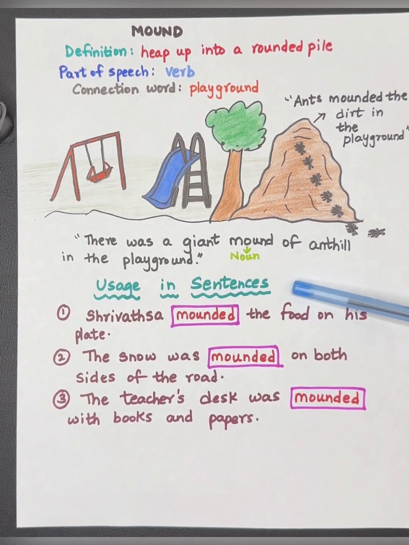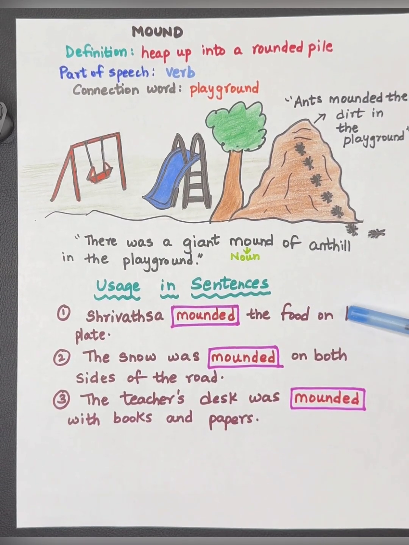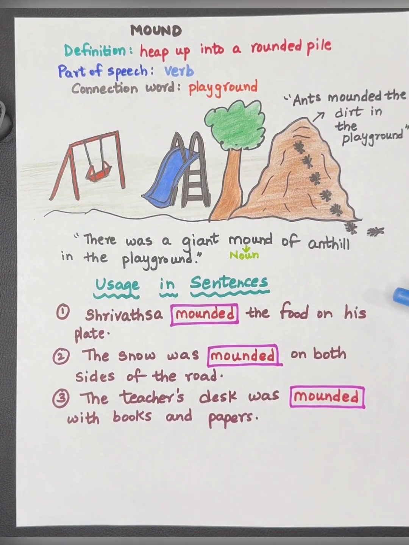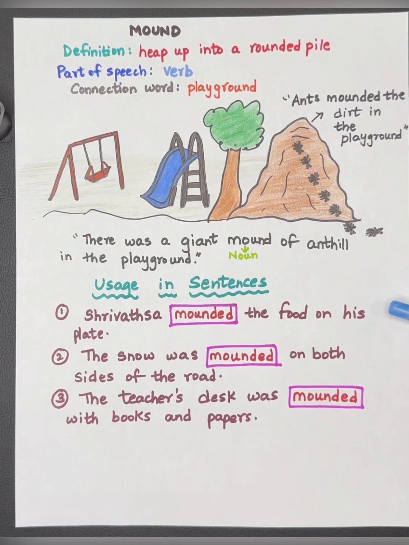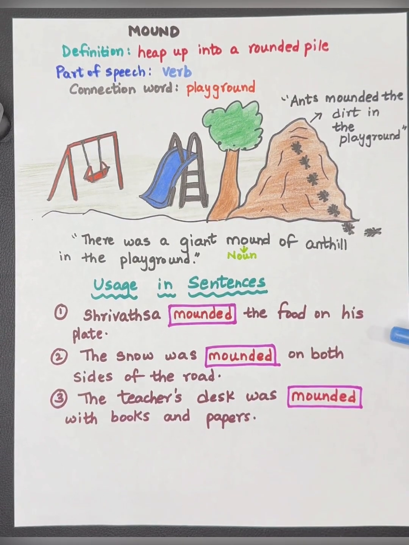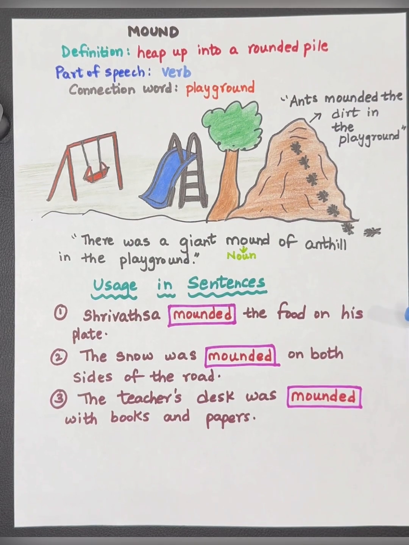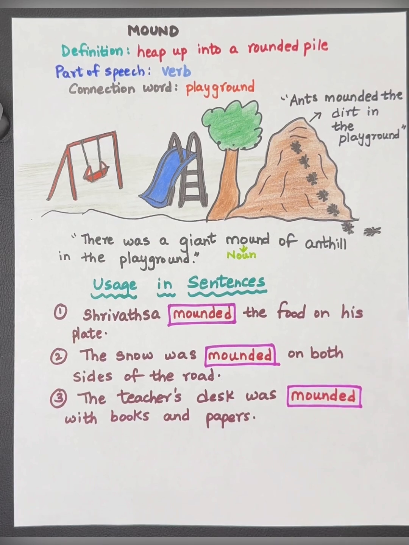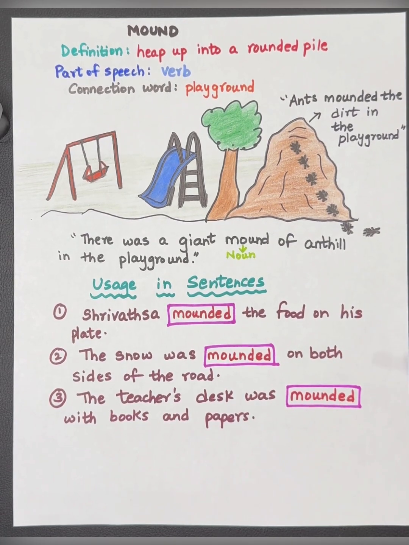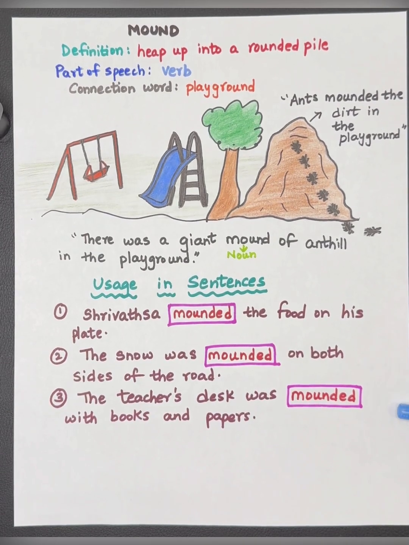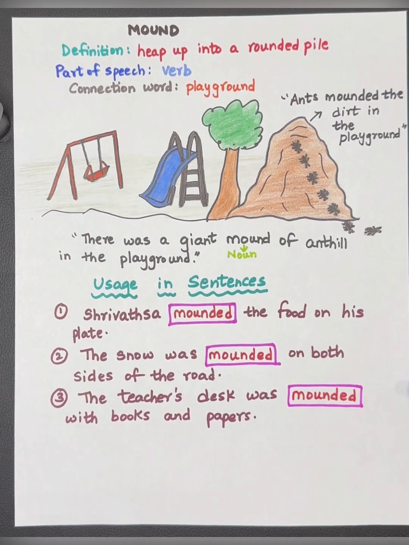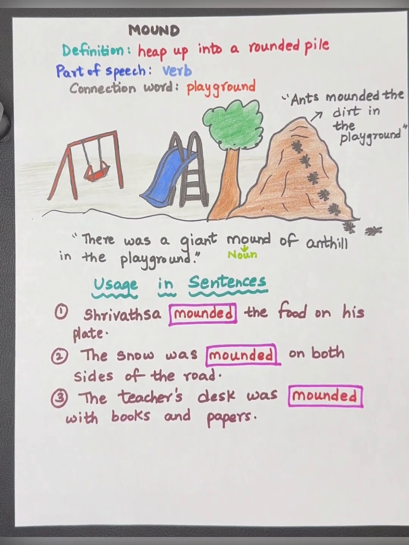Now let's see the usage in sentences. Srivatsa mounded the food on his plate. That means Srivatsa piled up his food on his plate. The snow was mounded on both sides of the road. That means the snow was piled up on both the sides of the road, making it difficult to walk. The teacher's desk was mounded with books and papers. That means the teacher's desk is full of books and papers piled up one above the other.